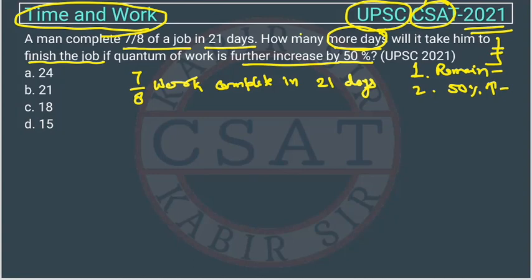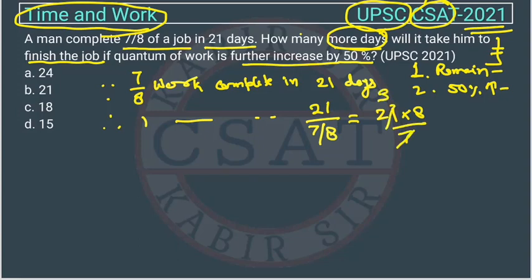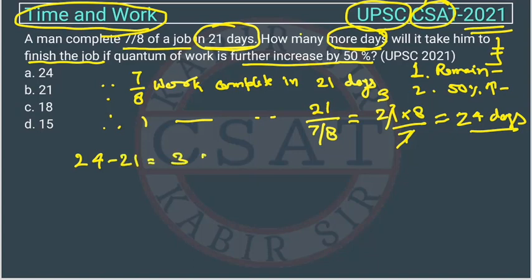It's very easy, you just have to apply the unitary method. 7/8 of the work completes in 21 days, then one work will complete in how many days: 21 upon 7/8. This 8 will go with 21, then it will become like this. So we can cut this, 7 3s are 21, then 8 into 3 is equal to 24. So the work will get completed in 24 days, but he has completed only 21 days. So 3 more days, 24 minus 21. So 3 more days it will take him to complete the work, right.